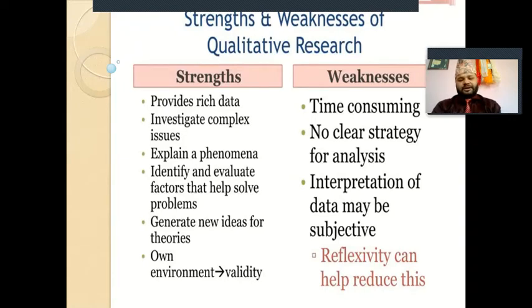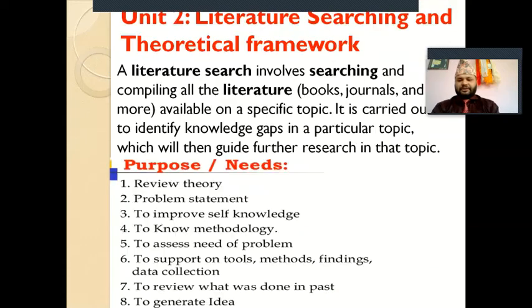Time consuming, resource consuming, and then having more possibility of dishonesty and manipulation of information and data are some weaknesses of qualitative research. Okay. Then we are in unit 2 now, and that is literature sourcing and theoretical framework. Today we will be talking a bit about literature searching. Okay, what is literature review, literature search, or locating literature?